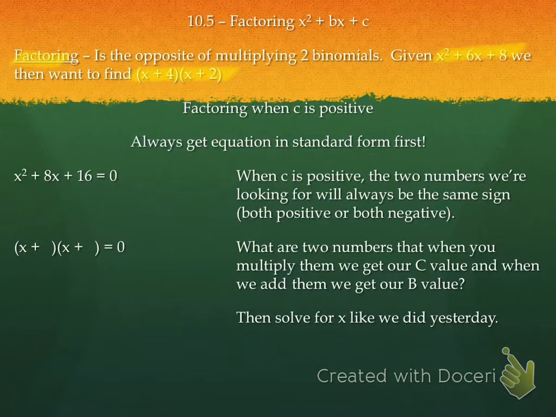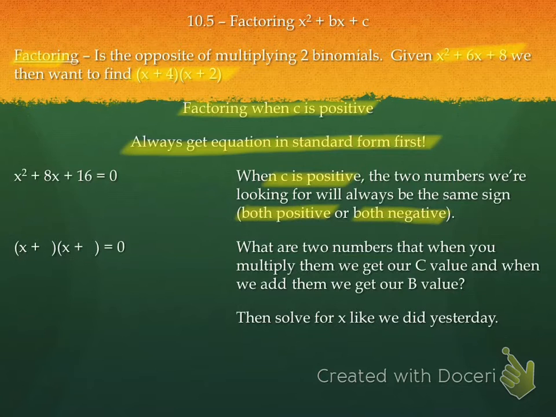So, in two cases, first, factoring when my c is a positive number. Always want to get my equation in standard form first. So I always want to get everything over to one side, and then my exponents from biggest to smallest. When my c is positive, the two numbers we're looking for inside of parentheses are going to be either both positive or both negative. To figure out what these numbers are, I ask myself, what are two numbers that when you multiply them, you get our c value, and when you add them, you get our b value.